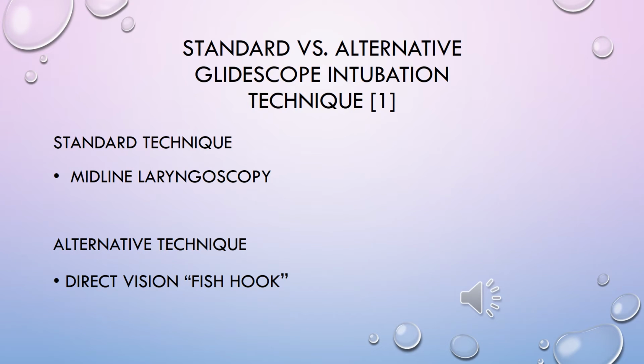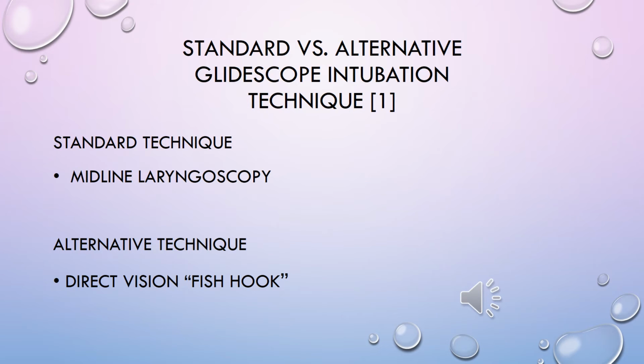The standard technique and alternative technique are the two Glidescope intubation techniques that are used. The standard technique of the Glidescope intubation involves a midline laryngoscopy followed by the insertion of a styleted endotracheal tube, or ETT, once an adequate view of the vocal cords has been achieved. The ETT insertion process requires the operator to look away from the monitor during the laryngoscopy while maintaining the blade position in order to insert it into its initial position.